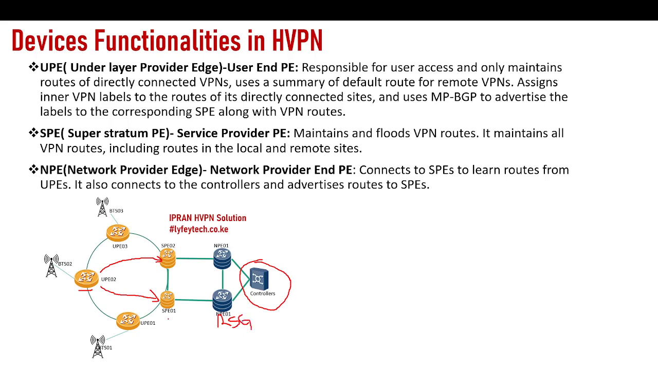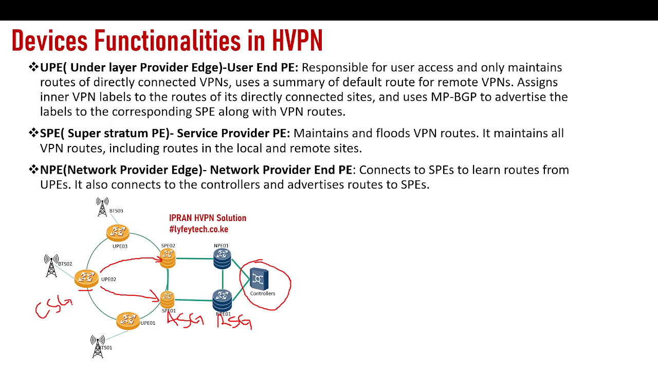The SPE will be the ASG. So we have an ASG here. And then for the UPE, this is a CSG. So they perform the same functions when we come to the IPRAN. Remember, the HVPN solution is what will be applied on the IPRAN architecture. So we have the RSG acting as the NPE, we have the ASG, the SPE, and then we have the UPE, which will be the CSG.